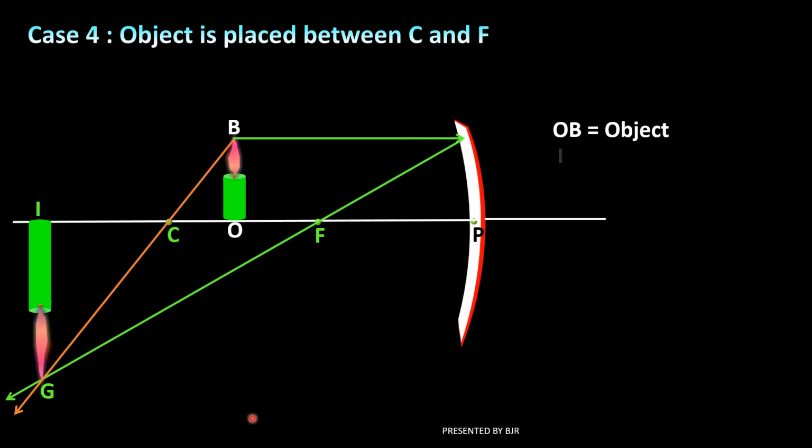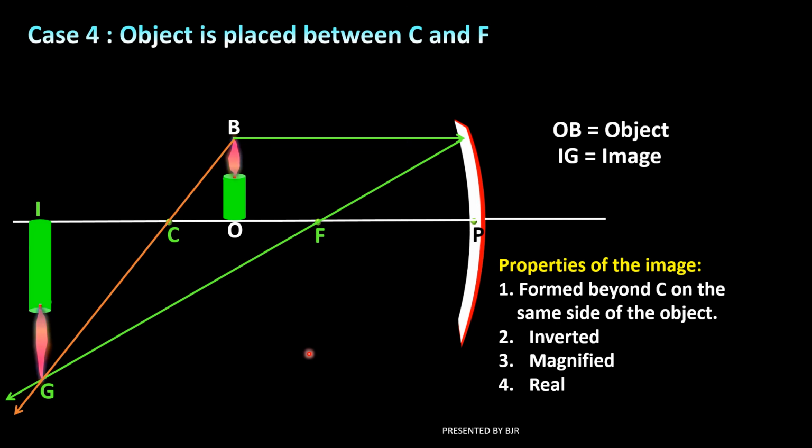Ray 2. Okay, this is the image. Ig is the image. Let us write the properties of the image here. Properties: formed beyond C, that is when the object is placed between C and F, image has been formed beyond C. And inverted image, you can check it. And magnified, that is the size of the image is more than the size of the object. And real image, because the reflected rays are crossing themselves, that's why it is the real image.